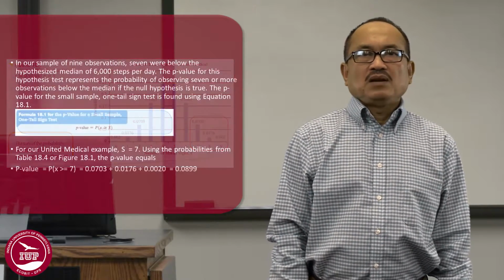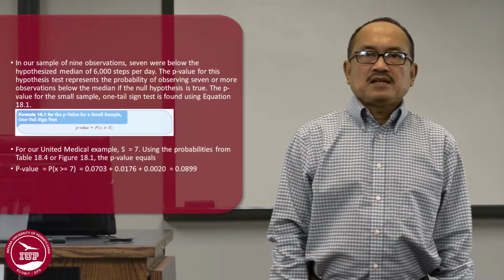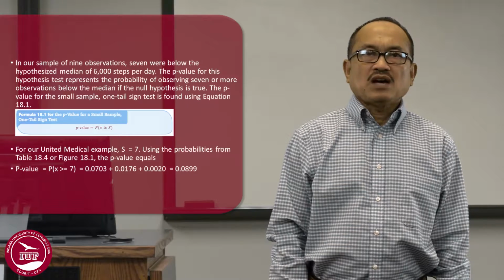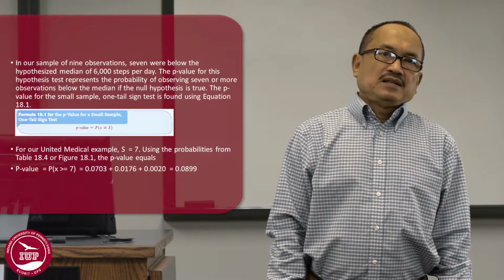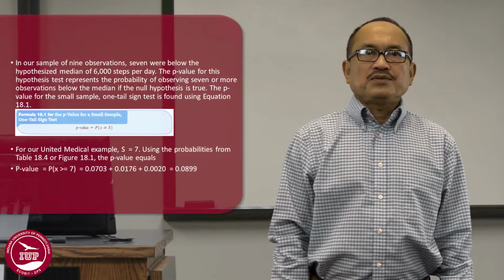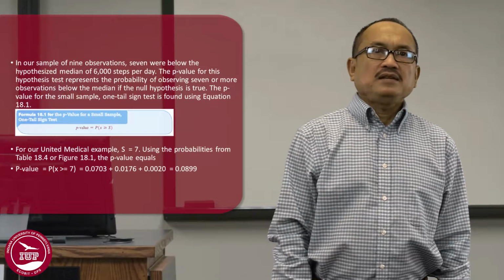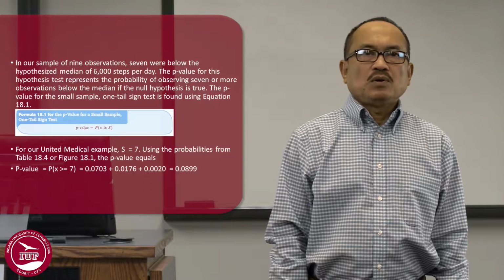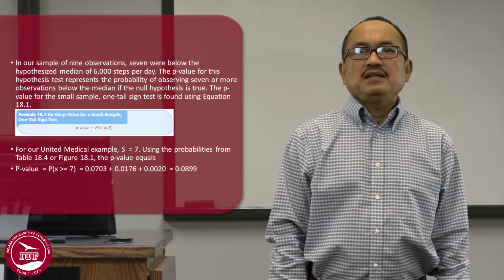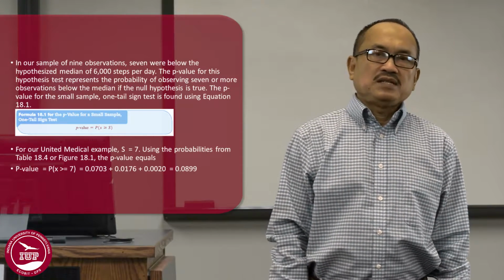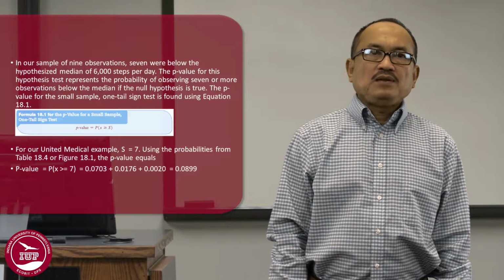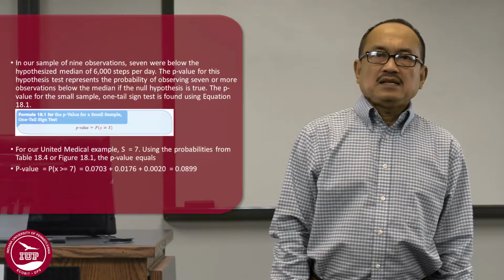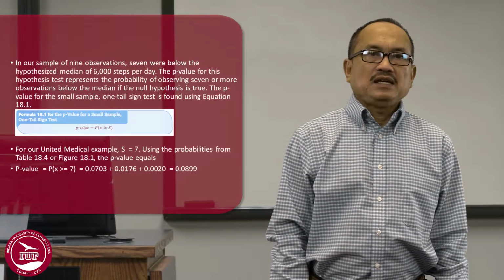In our sample of 9 observations, 7 were below the hypothesized median of 6,000 steps per day. The p-value for this hypothesis test represents the probability of observing 7 or more observations below the median if the null hypothesis is true. The p-value for the small sample one-tailed test is found using equation 18.1.